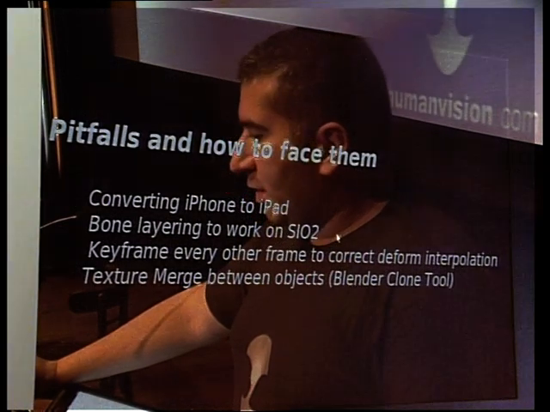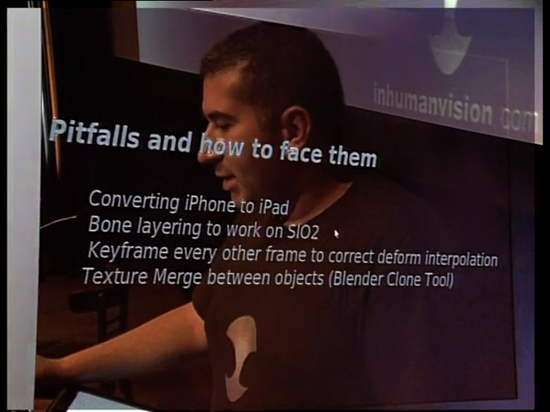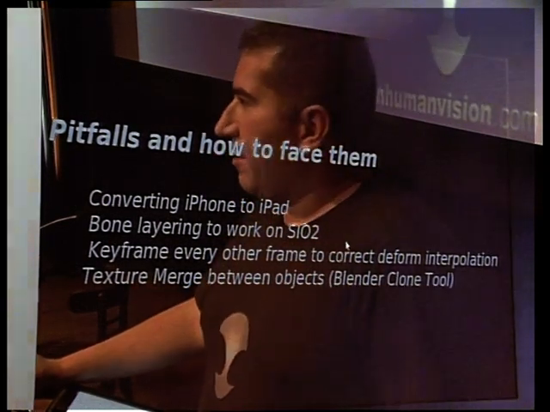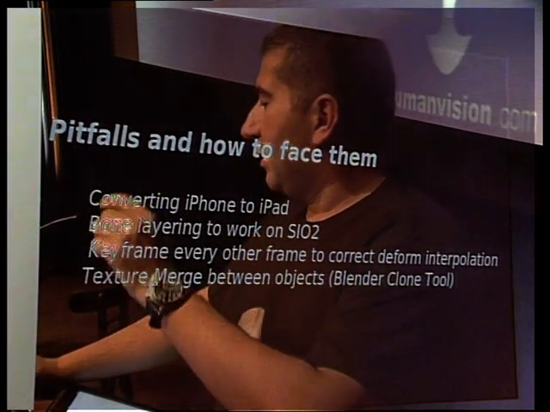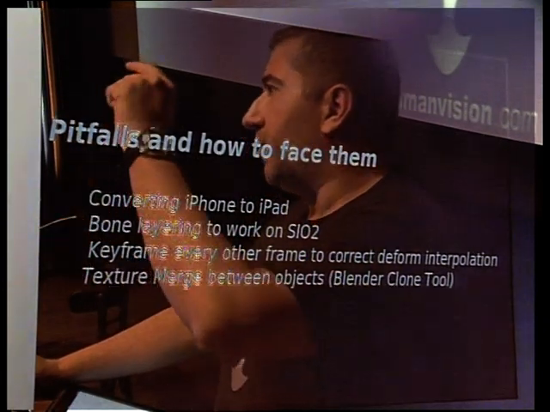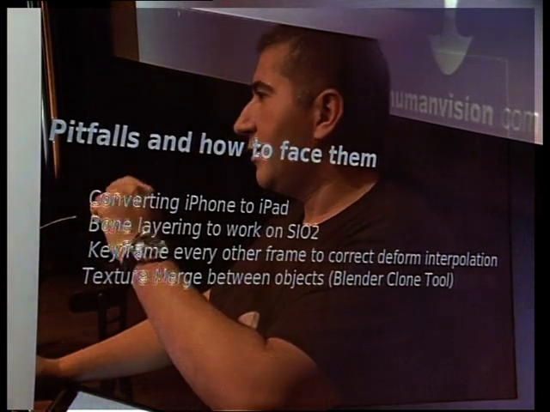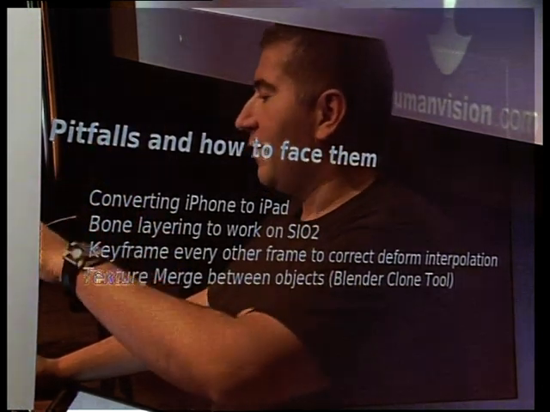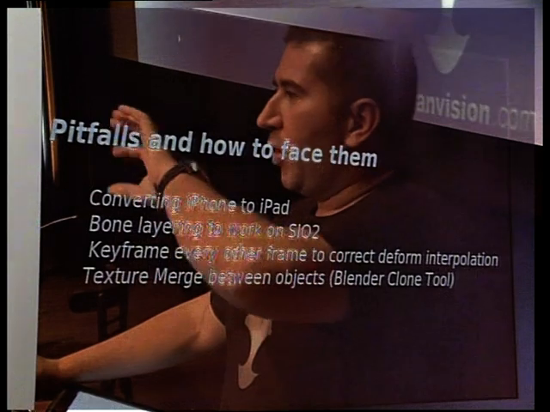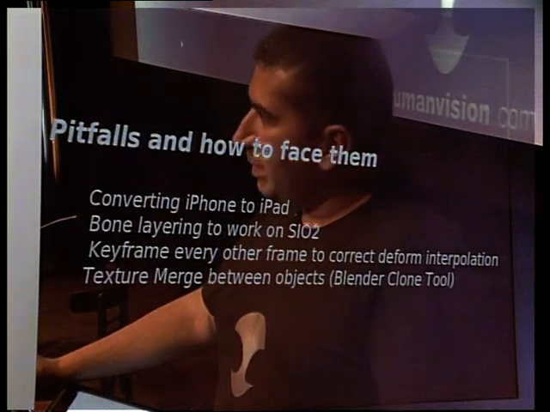Bone layering to work in SiO2, I just commented that. Put everything on layer one. I know that, for instance, you can use the bone layering mechanism, and that's the layering I am referring to. Most all the bones need to be in layer one.